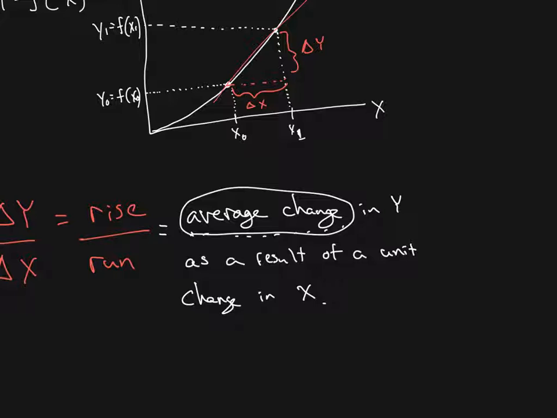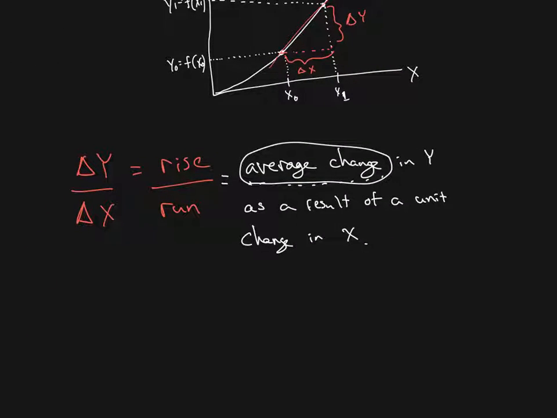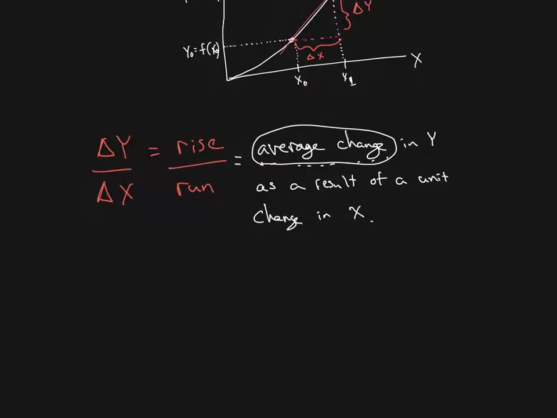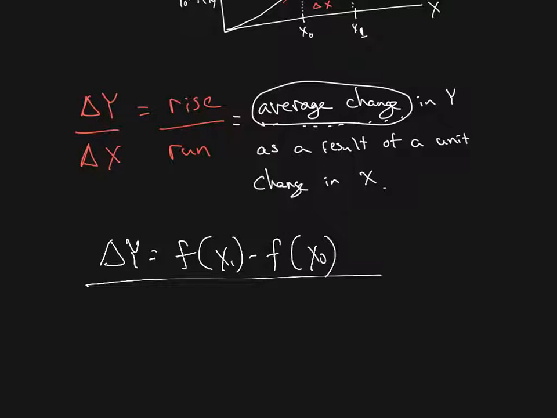So while it is useful, it tells us the average change in y, it's limited because we can only ever look at a small part of the function for any given calculation. But it's useful if you just want to explore the average slope, the average change in y for a unit increase in x, for some portion of the function. That's basically it for difference quotients. And just to reiterate, delta y is given by f of x1 minus f of x0, and you divide all that by delta x.